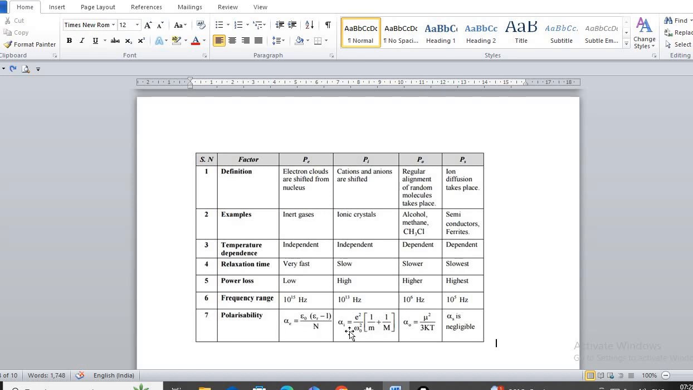Now one of the questions is how to calculate polarizability. To explain polarizability, we will take an example of one particular case. For other cases, the same thing will be repeated for different types of charges. Let me just check it.